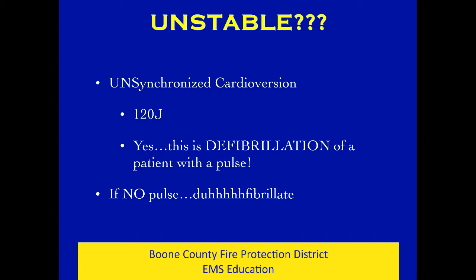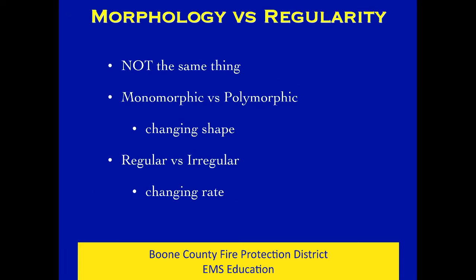But if they have a pulse, it's not VFib, first of all, so it must be torsades. But if they're unstable, then they're going to be unsynchronized cardioverted at 120 joules. So that seems to be the first, most important point. If you're looking at a rhythm and you're feeling for a pulse and there is no pulse, it doesn't matter what you think the rhythm is. They're going to be defibrillated.